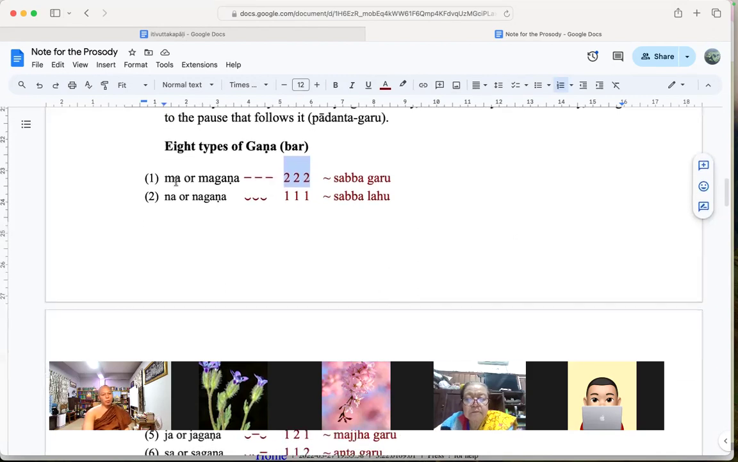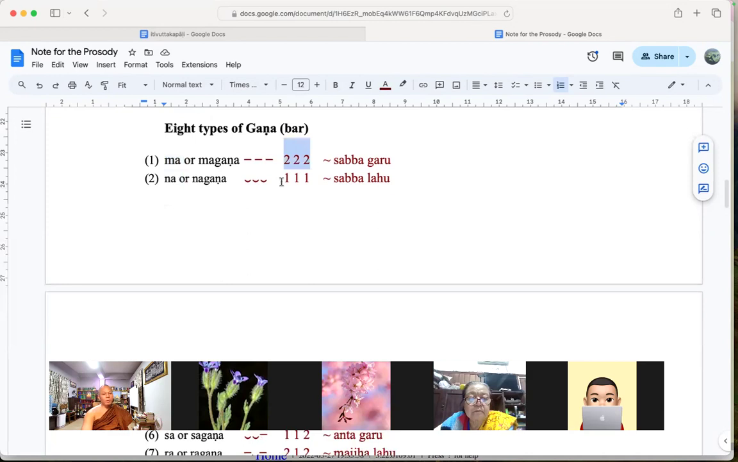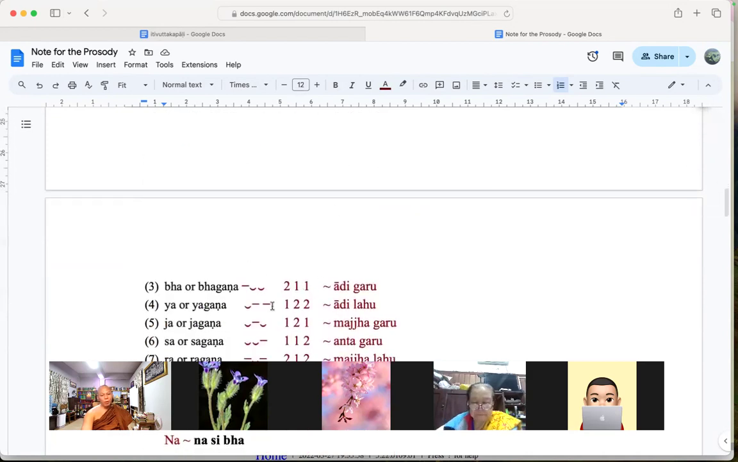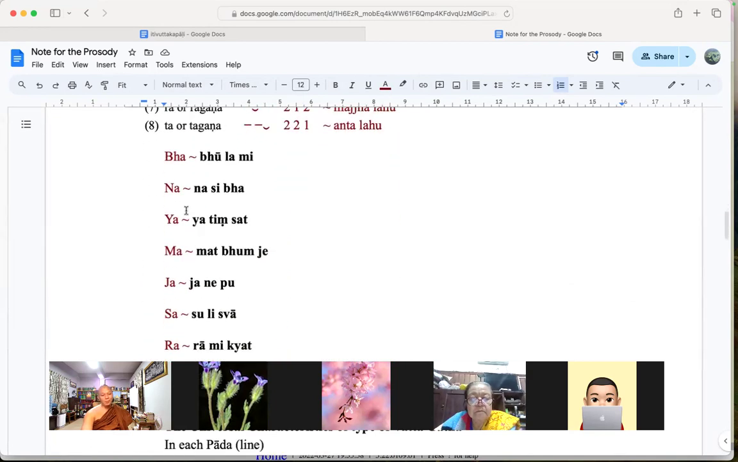Those are the names of the ganas: Ma Gana, Ma Bar, Na Gana, Na Bar, and so on. But to remember 2, 2, 2, 1, 1, 1, and 2, 1, 1, 1, 2, 2, 1, 2, 1, 1, 1, 2 is a bit difficult. That is why we try to remember in this way. Bu refers to the Bha Gana as well, and also Bu is a group, a long vowel, so that is why it represents 2.